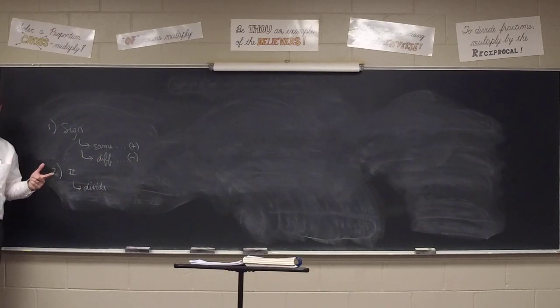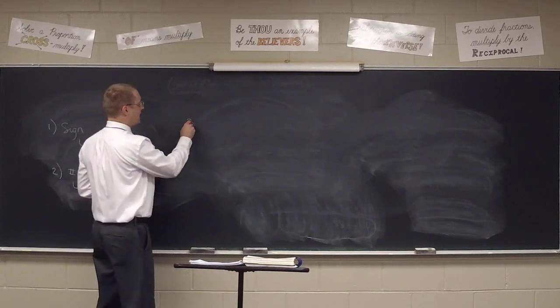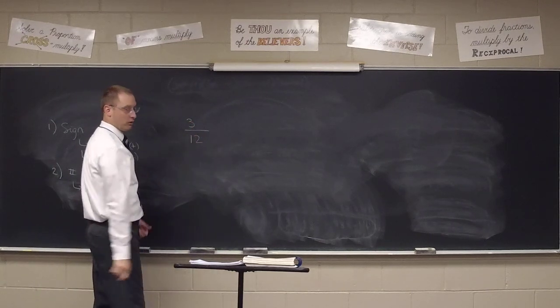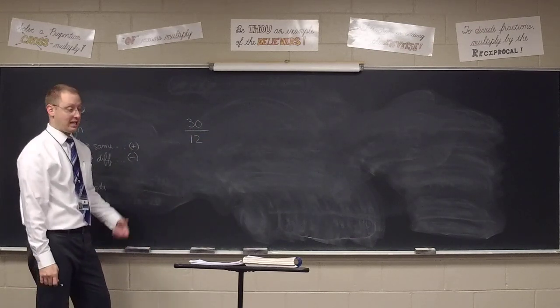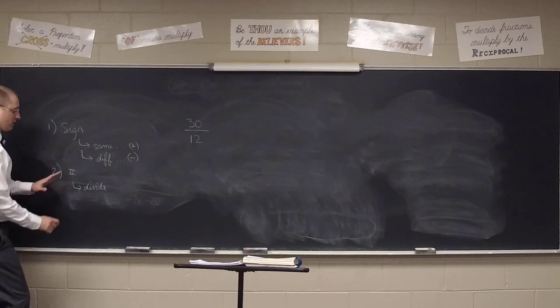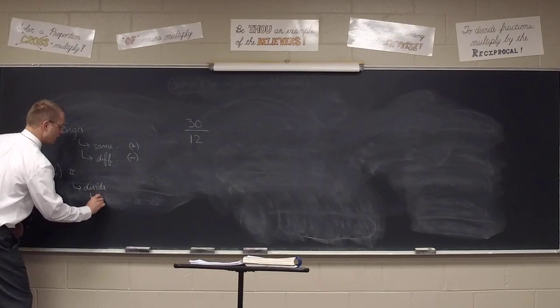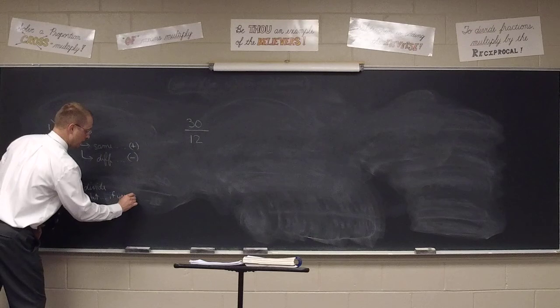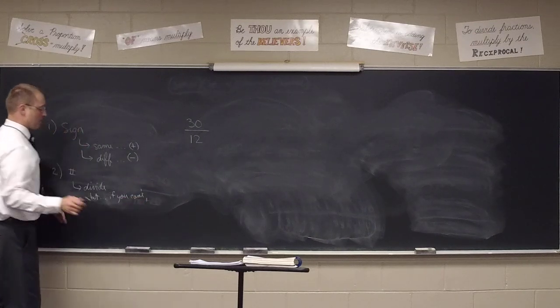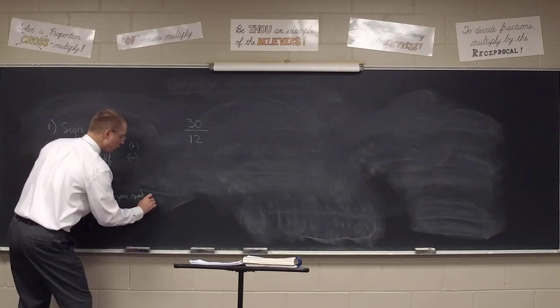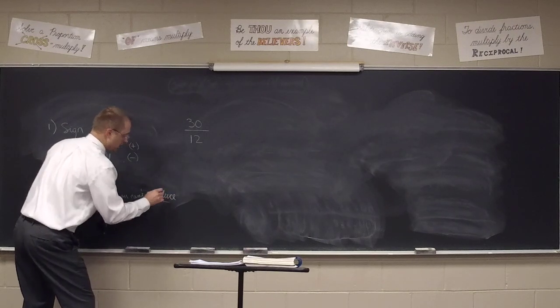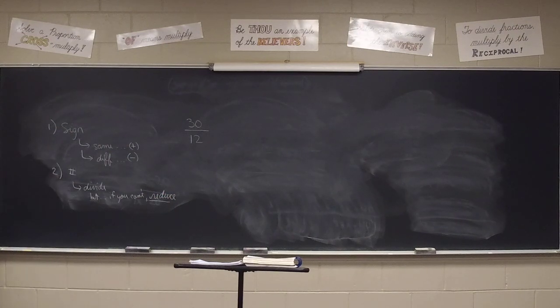Unless you can't. For instance, can I divide 3 by 12? No. Can I divide 30 by 12? No, not evenly. So I want you to write this down: divide, but if you can't, reduce. With multiplication, remember I said on the number, just multiply it, because you can always multiply. You can't always divide. So if you can't, reduce. Because it's going to be written in fractional form, if you can't actually divide the numbers, just reduce them.